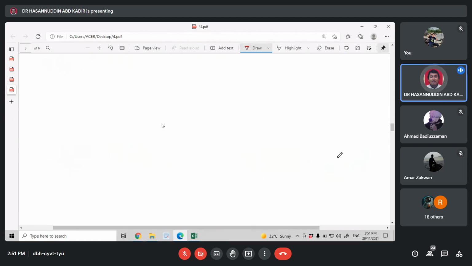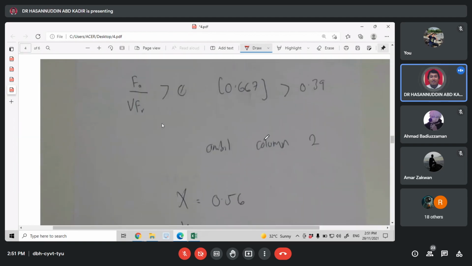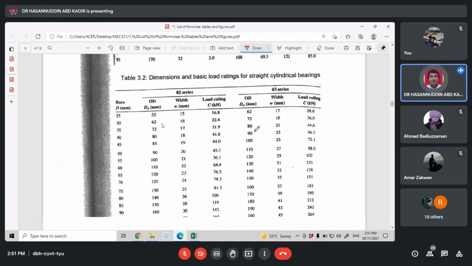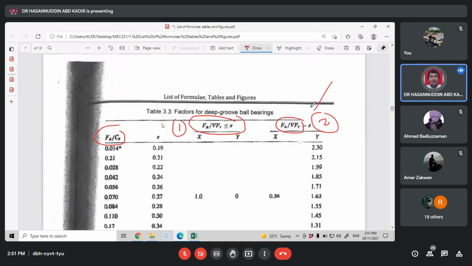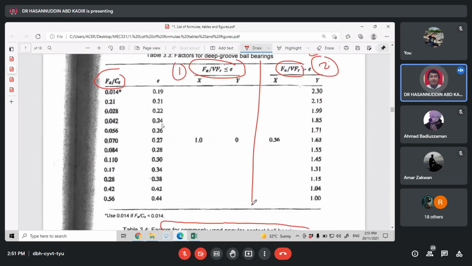Okay, dapat value of E tu, kamu kena buat comparison. Okay, banyak ke kurang? Ni value of E, ni value of F ni. Okay, tengok ni F ni adalah lebih daripada E. Kalau lebih daripada E, section mana yang kita akan pilih? Section bahagian sini, section 2. So kita fokus pada bahagian sini je lah. So kita tahu dah value of X dia berapa, 0.56 untuk semua ni. Tapi value of Y dia kita kena tengok lah.